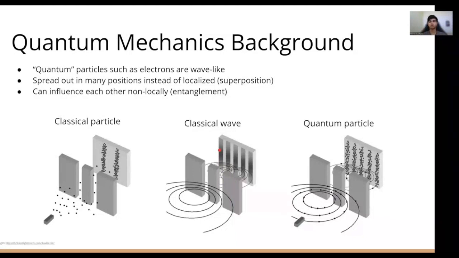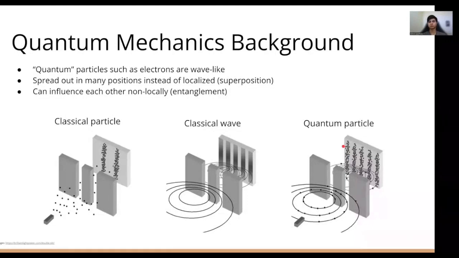Now, if you fire small particles like an electron, you'd expect to see the two bands just like a bullet because you think it's a particle. However, each particle itself acts like a wave and diffracts through these two slits, which actually causes this interference pattern. So that's called superposition. Being in many places at once.